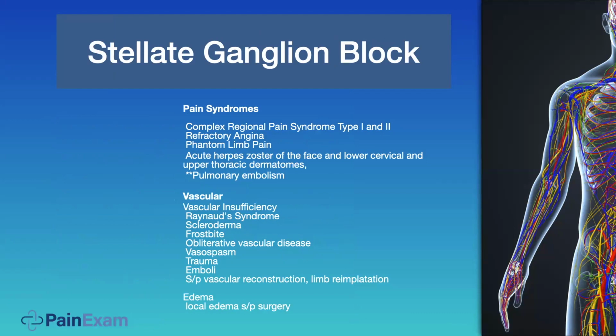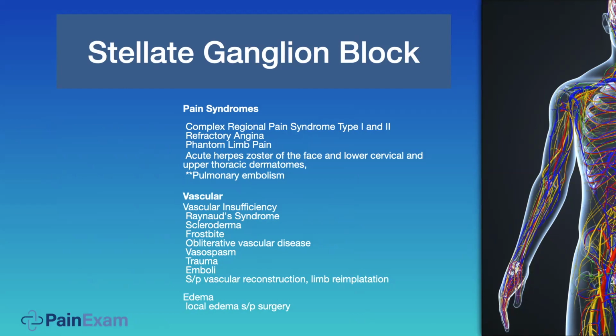So the stellate ganglion can be used for neuropathic pain problems such as CRPS type 1 RSD or causalgia type 2. Some people have used it for refractory angina, phantom limb pain, zoster of the face, lower cervical, and upper thoracic dermatomes. There are reports of using it for pulmonary embolism, which I've never done, as well as all sorts of vascular or vaso-occlusive syndromes such as Raynaud's, scleroderma, accidental injection of a vaso-occlusive substance into a radial artery, for example, to treat emboli of an artery, to vasodilate the extremity.